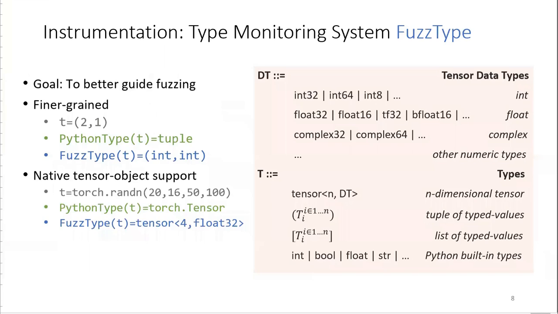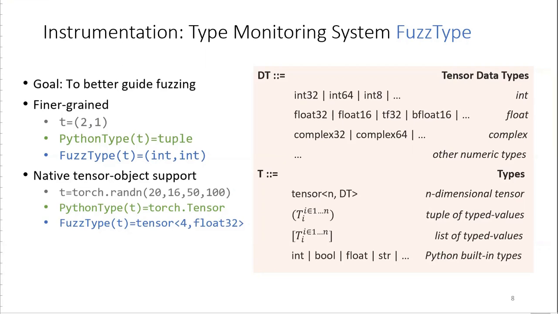In the instrumentation stage, we design a simple type monitoring system called FuzzType. The goal is to record more information to better guide fuzzing. It is a finer-grained type system than Python's native type system. For heterogeneous data types like tuple and list, Python's type system only informs us that this is a tuple or list, while FuzzType will record the type of each element in the tuple or list. In this example, a total of 2 integers.